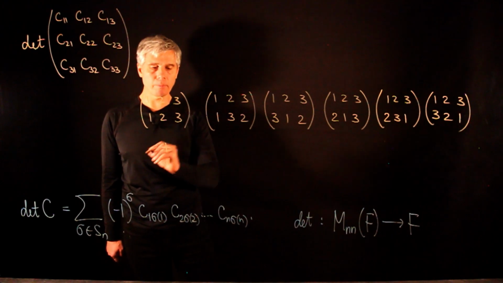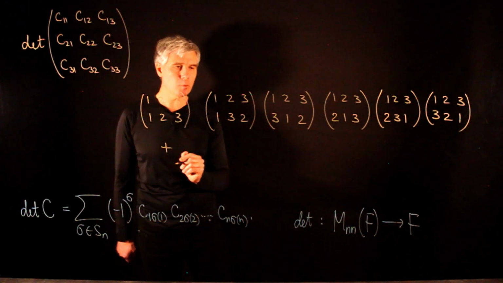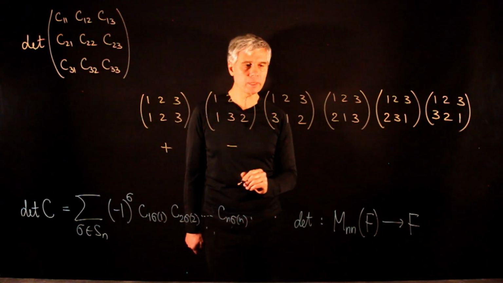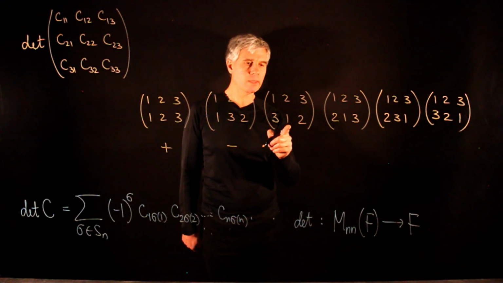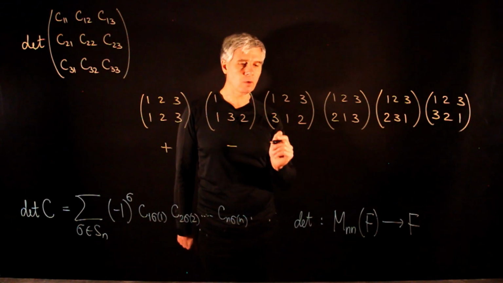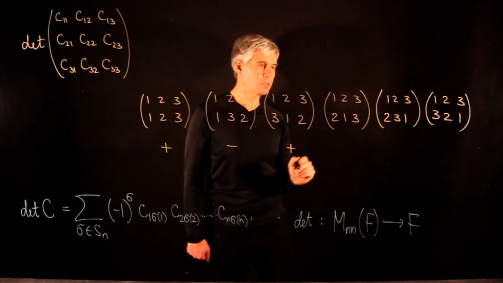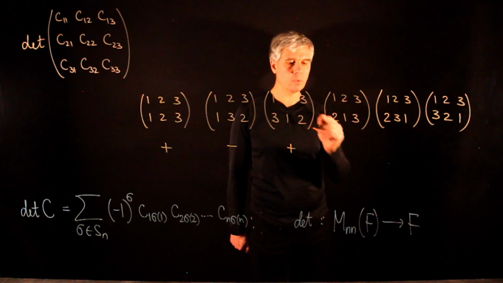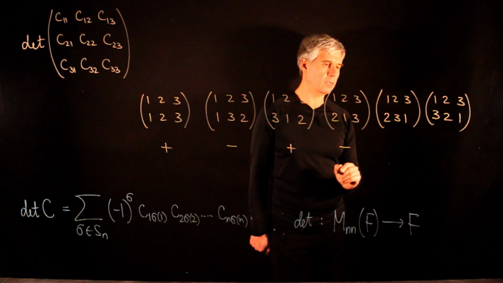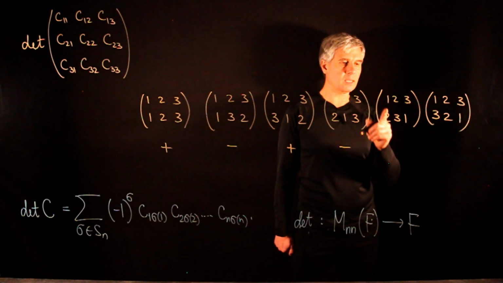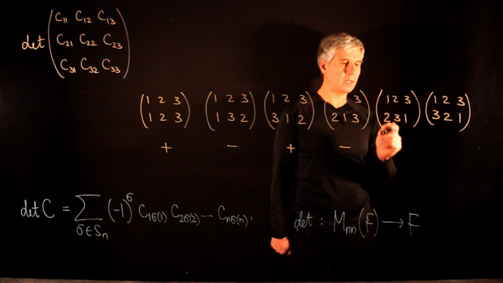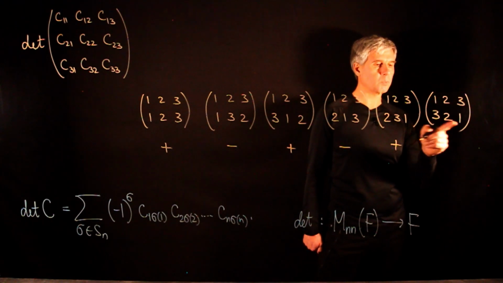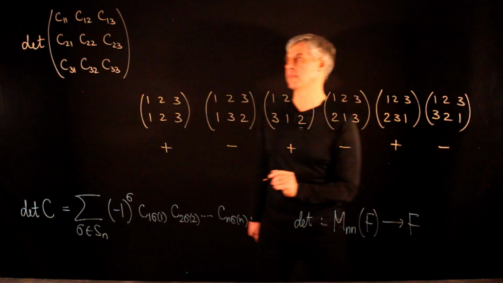So this is an even permutation. So this is a transposition of 2 and 3. This is odd. So this one is a cycle of length 3, which is even. So that is a transposition of 1 and 2. So this is odd. So this is a cycle of length 3, which is even. And this is a transposition of 1 and 3, so this is odd.